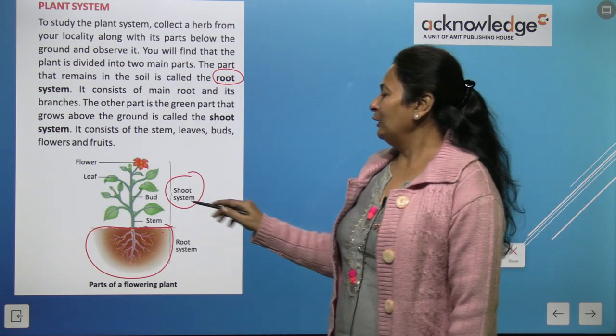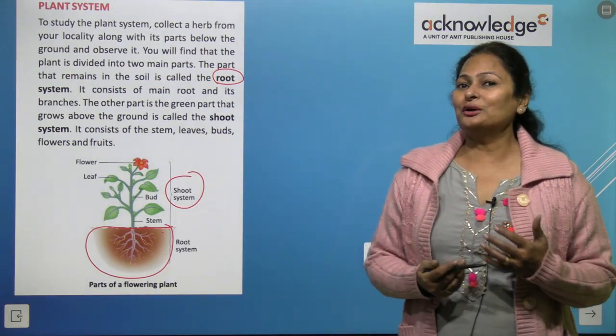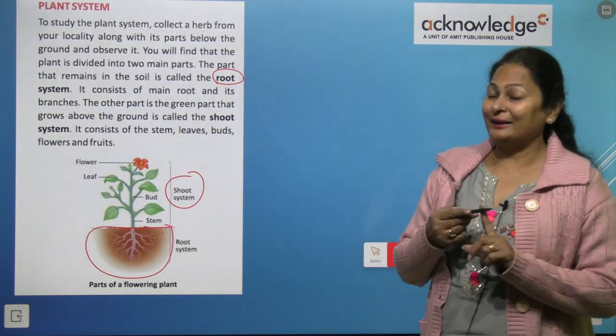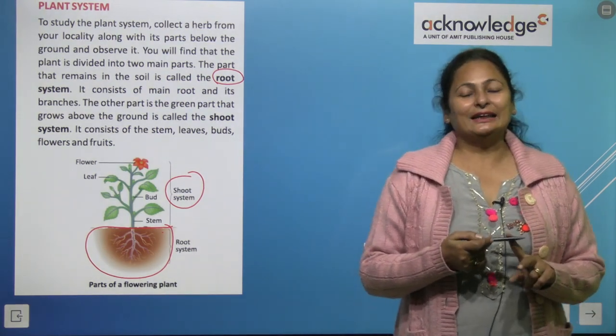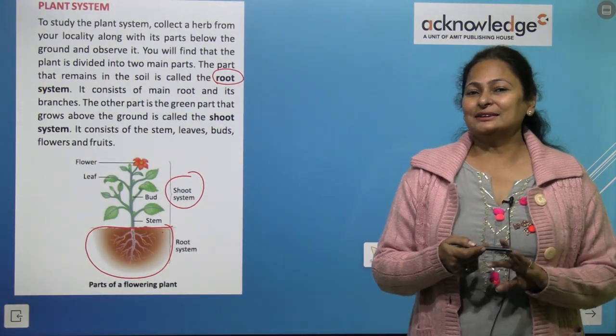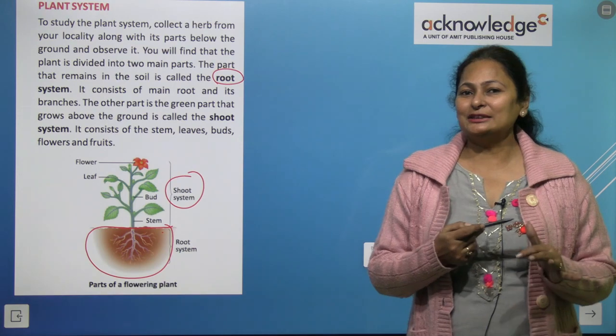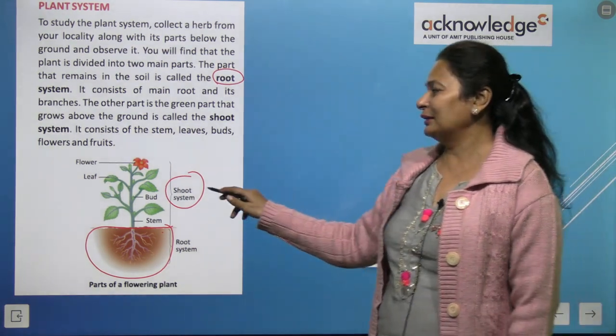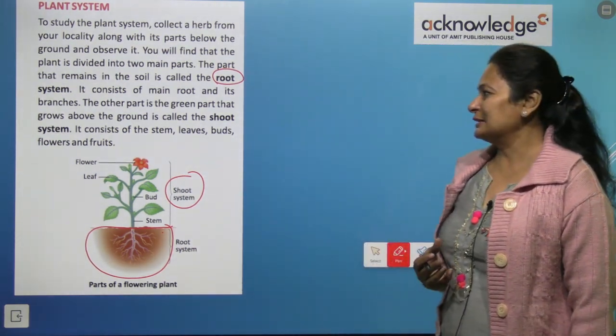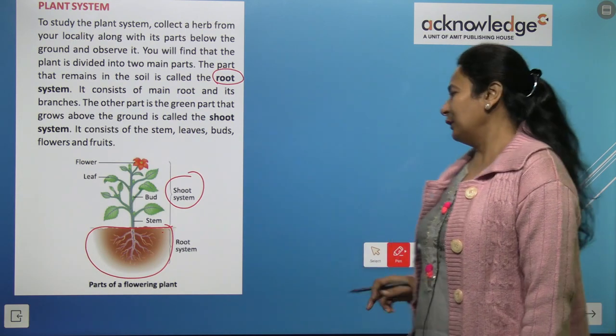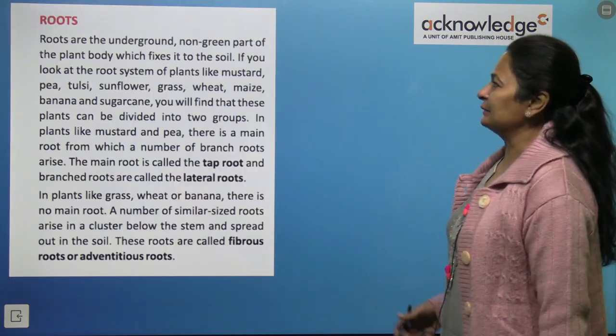So the other part, which is green, which grows above the ground, has what? It has leaves, branches, buds, flowers, fruits. So this is called the shoot system, right? So let's talk about the root system first.